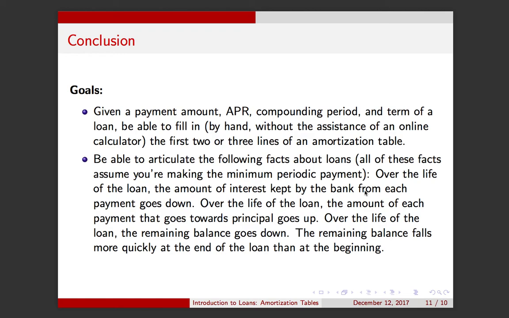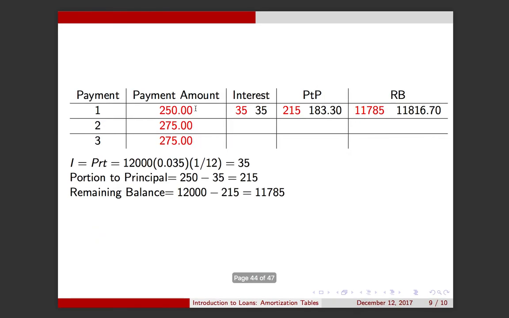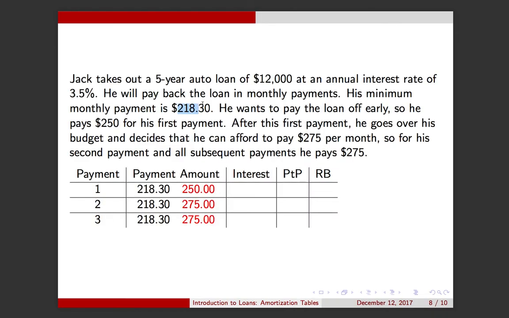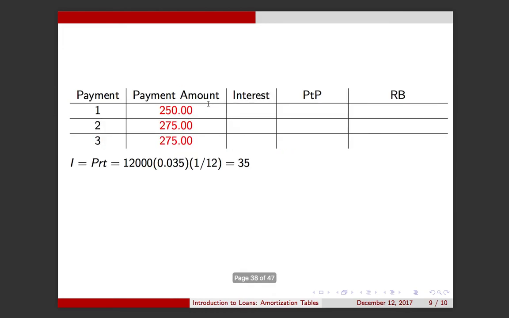Okay, so in conclusion, what should you take away from this section? Given a payment amount, which again, this 218 number I just handed to you. So for now, just take it as a given. We will talk next time about where this number comes from.